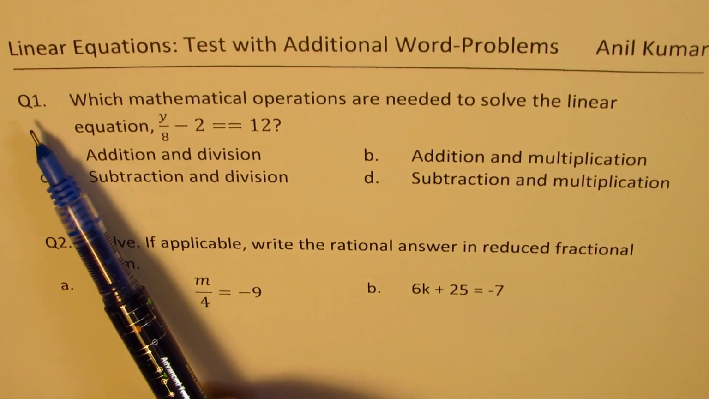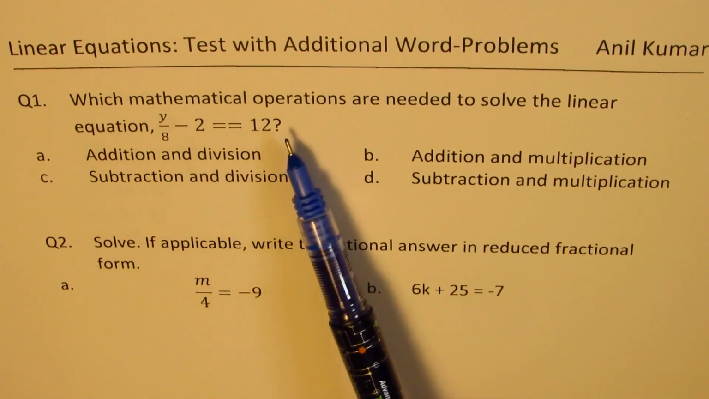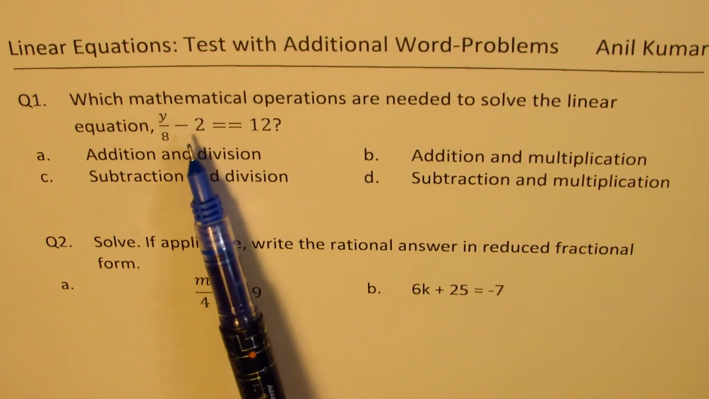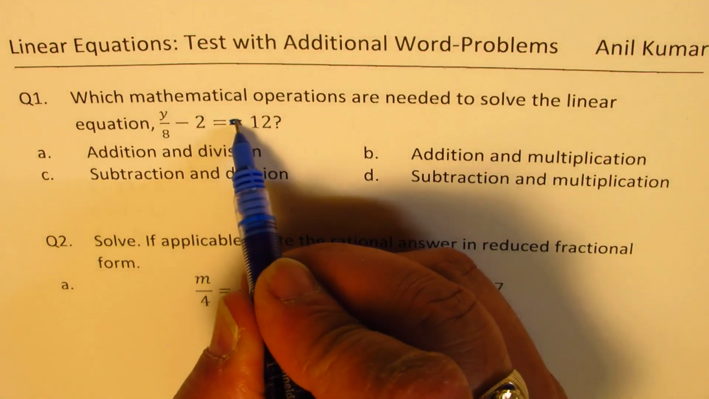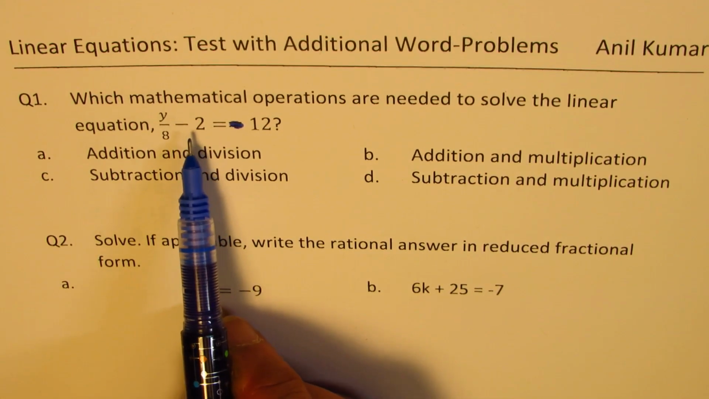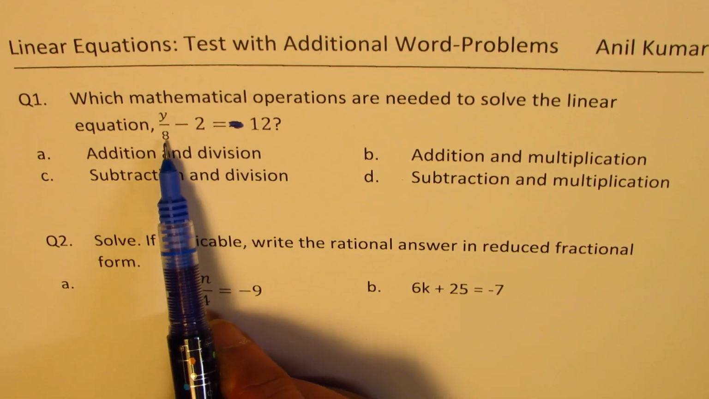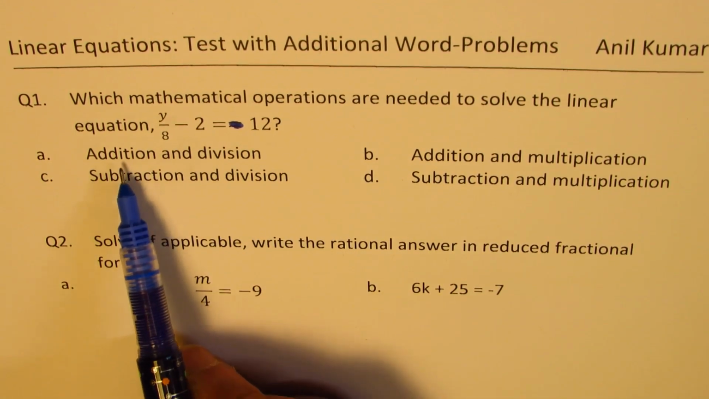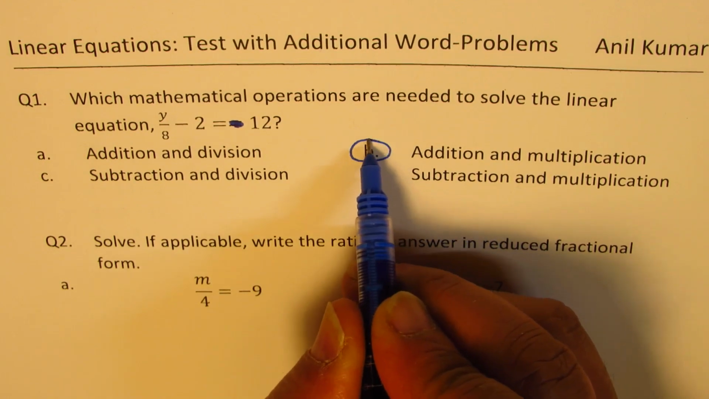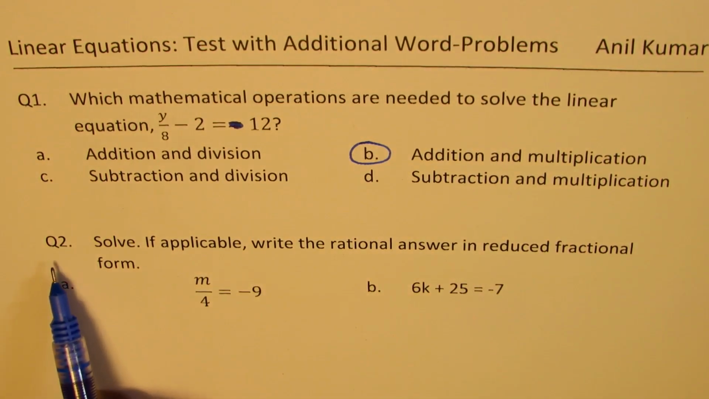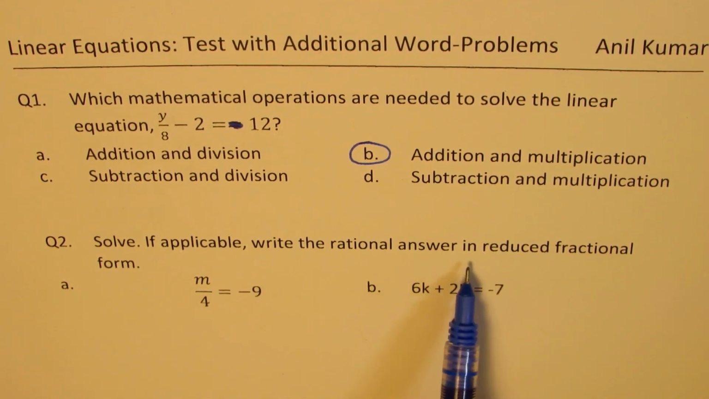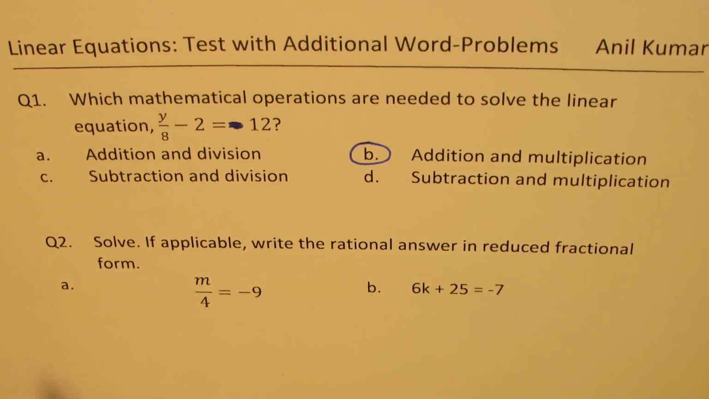Here is question number 1. Which mathematical operations are needed to solve the linear equation y over 8 minus 2 equals 12? Four options are given. So what will you do? You have to add 2 and multiply by 8. So addition and multiplication is the right option. So B is the right option. Clear?